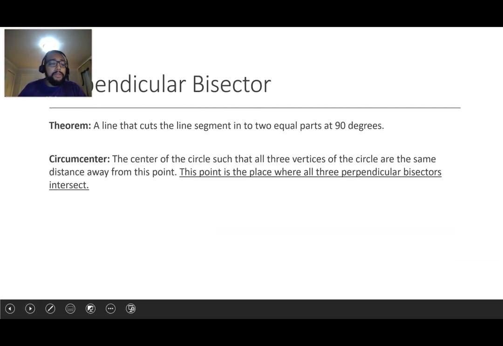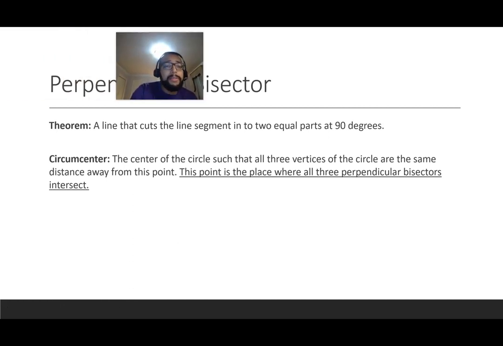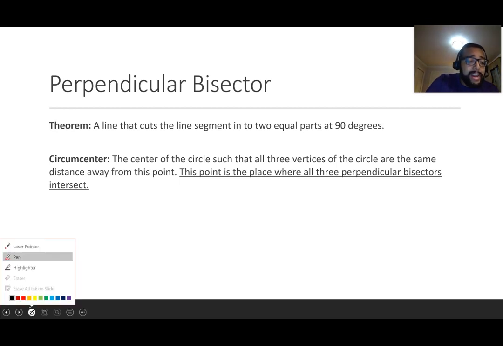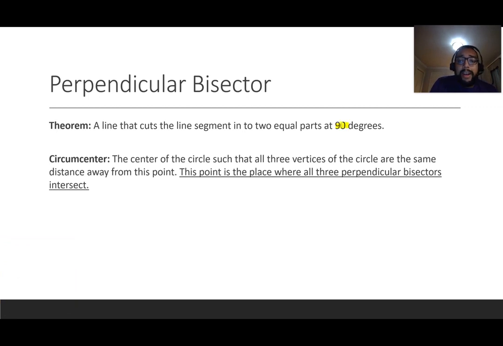We also cover some other things like a perpendicular bisector. Perpendicular bisector. So this is just the line that cuts a line segment into 2 equal parts at 90 degrees. Again, that key word is 90 degrees. That will kind of give us a hint as to whenever we have a perpendicular bisector. So whenever you have your 3 perpendicular bisectors meet at a point, that's called the circumcenter.